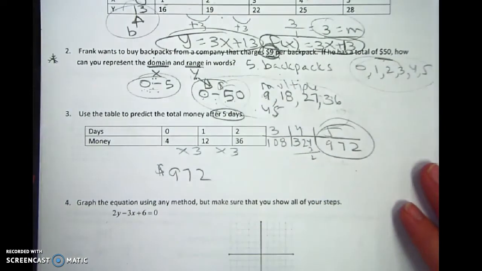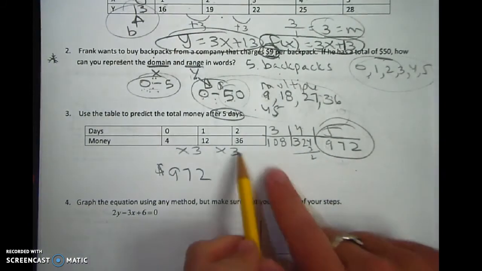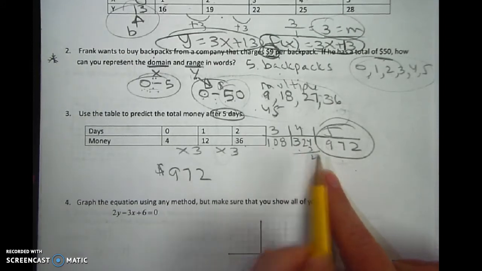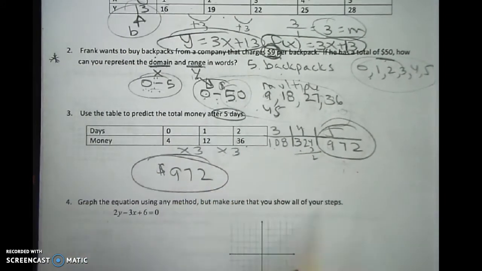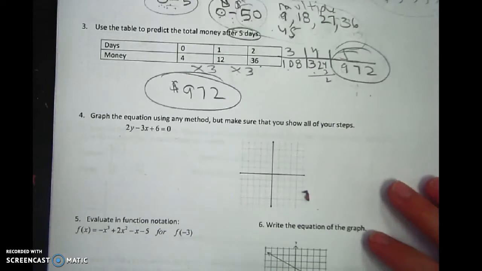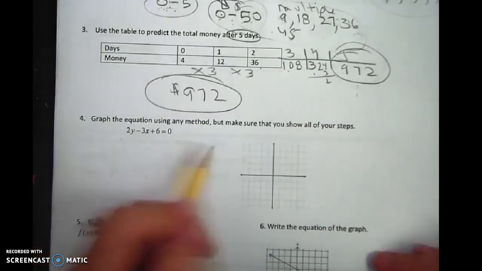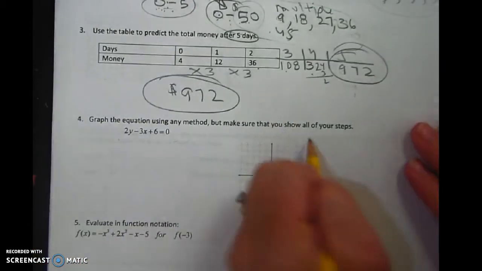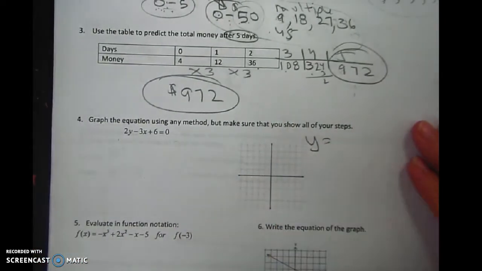Okay? I'm going to double check that with a calculator just to make sure. Times 3 times 3. Let me make sure. I think I'm good. Okay? Make sure you show work on the test. All right. So there's a couple different ways that I could do this, but I think the easiest for you guys is you guys are used to graphing like y equals mx plus b.